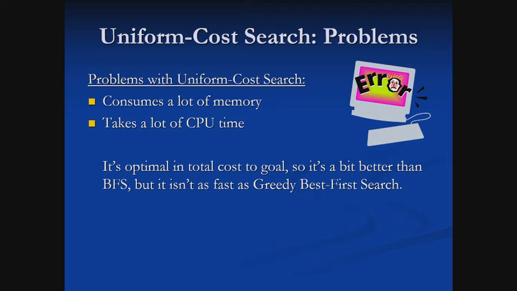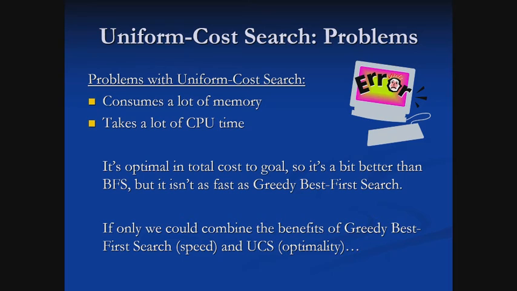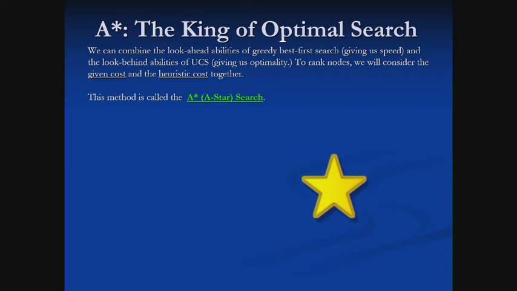If only there was some way we could combine the benefits of greedy best first, how fast it is, and uniform cost search, how it actually gives us an optimal solution in terms of cost. And of course, there is a way. It's called the A-star search algorithm.